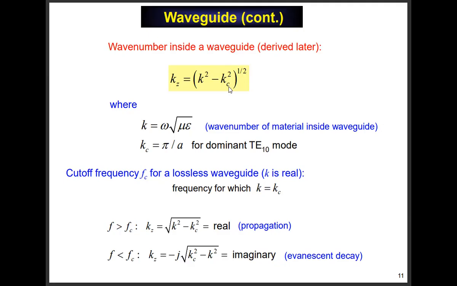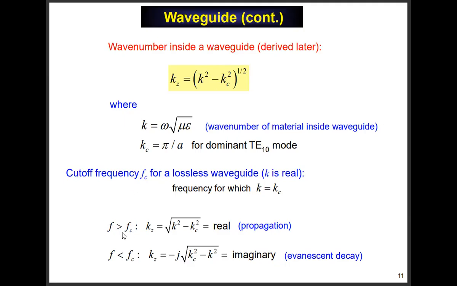So that leads to a very interesting effect in a rectangular waveguide. There's a frequency, as I mentioned, called the cutoff frequency, above which the mode can propagate, and below which it cannot. The cutoff frequency is the frequency where you're right at the boundary, where k is equal to kc. So if you're higher than the cutoff frequency, this will be bigger than kc. If you're lower than the cutoff frequency, this will be less than kc.